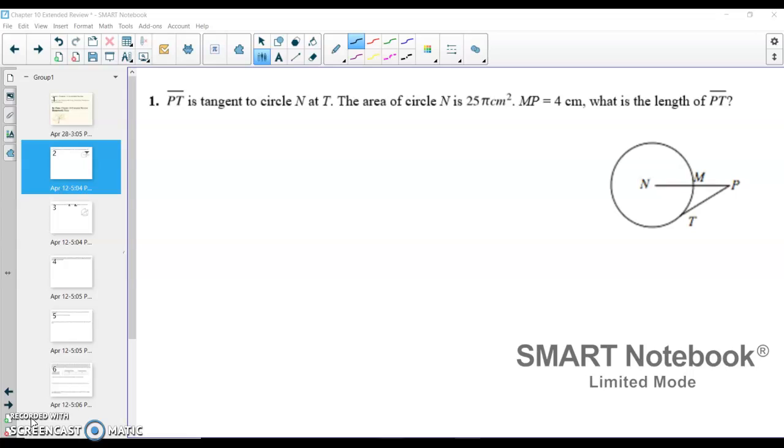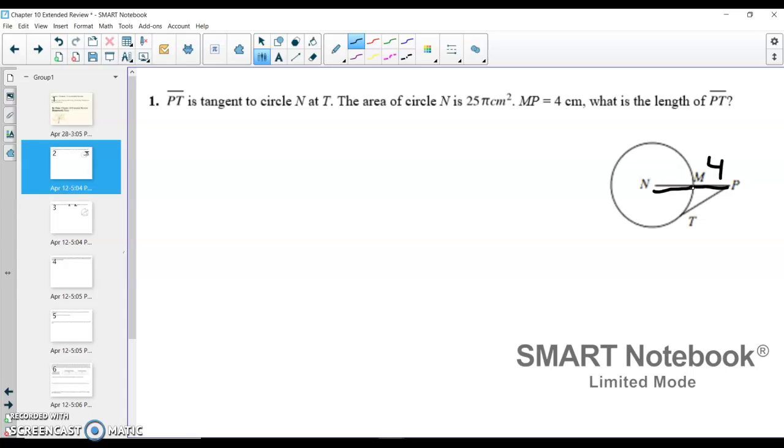So one thing that we know right away is that M to P, that distance, is 4 units long. That's a good piece of information. I know just by working with circles, it's always helpful to have a radius. And if I can find the radius, that's the distance from N to M, and I can have that total distance NP, which will be helpful to me later on.